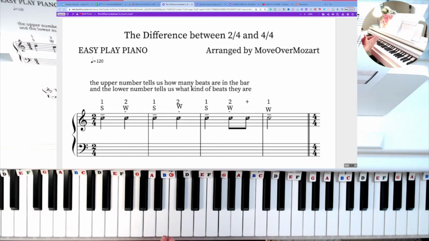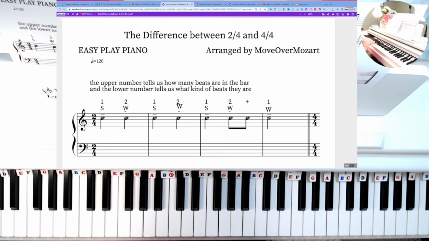So as you'll see in the music here, I have an S for strong and a W for weak. Now, I don't really like to use the term weak, but that's just the common way that people in music theory refer to the weak beat. So strong beat, weak beat. I like to think of it more as energy or less energy.